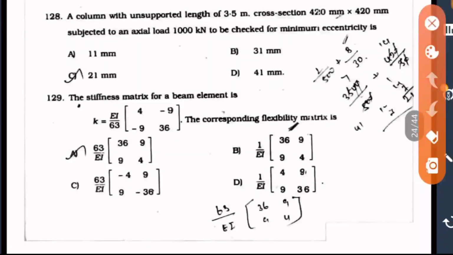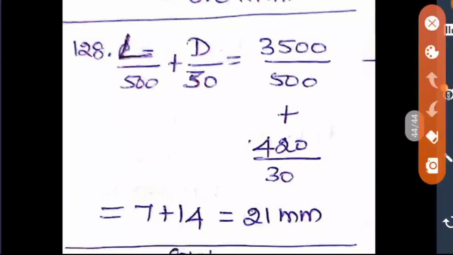Question 128. A column with unsupported length of 3.5 meter, cross section 420 mm cross 420, subjected to an axial load of 1000 kilonewton, to be checked for the maximum eccentricity. So here this is the formula, L by 500 plus D by 30. So it is 3500, everything I have written in mm. 3500 by 500 plus 420 by 30. So it will give you 7 plus 14. So 21 mm.